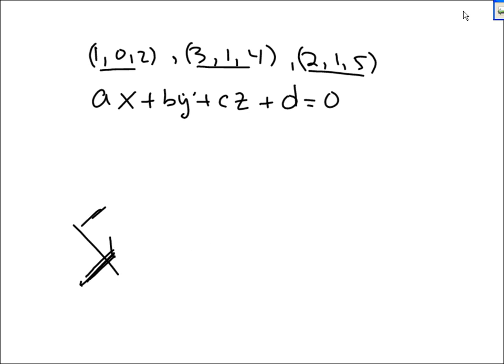So let's update it. 3 non-collinear points. Collinear means they do lie in a line or they don't. It means they do. If the 3 points are not collinear, then it determines a plane.